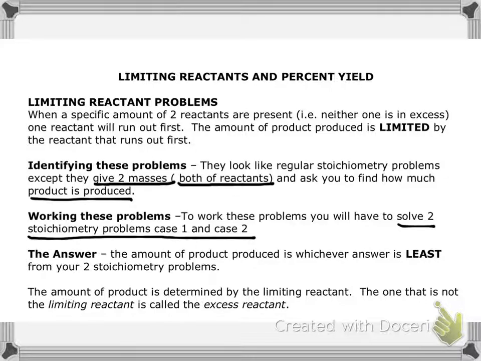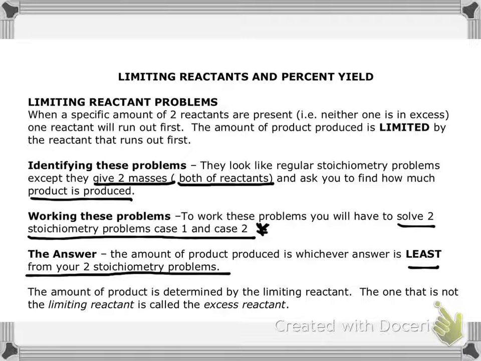You're going to know the final answer. In other words, you'll know how much product is actually created by looking at the answers to the two stoichiometry problems you solved and choosing the answer that creates the least amount of product. What that means is that the reactant that's your limiting reactant, when it runs out, it's going to make whatever amount of product it can, and then the reaction stops. And since it's the limiting reactant, it runs out first, so it'll make the lesser amount of product.